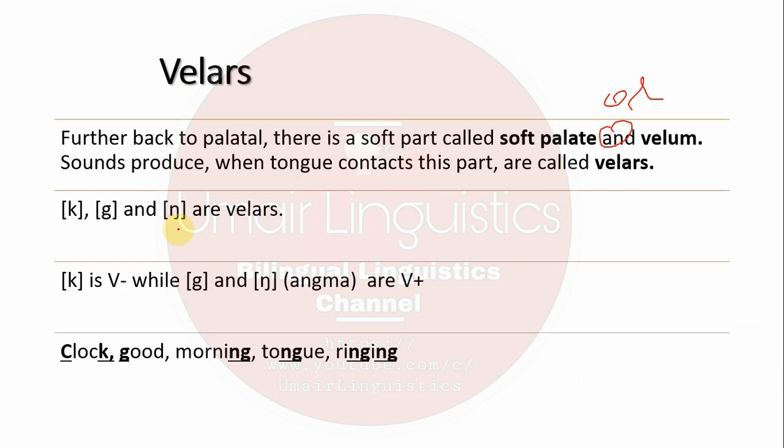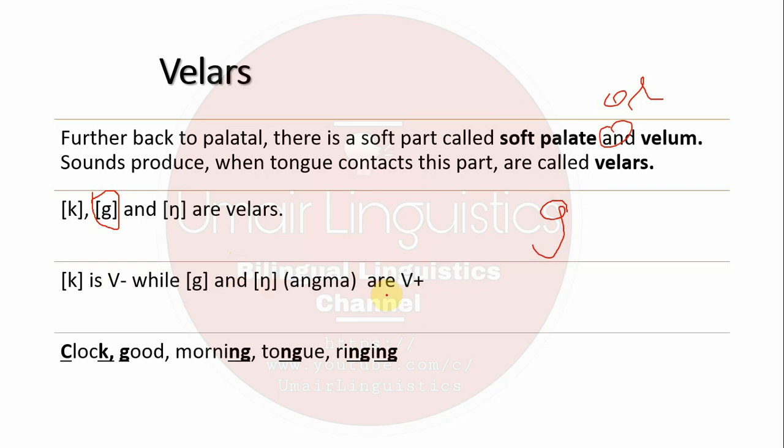So k, g and ng. These are some sounds. Actually, when we write this sound as a symbol, it is not written like this, but like this, in IPA. So k, g and ng, these are velar sounds. k is voiceless, g and ng are both voiced.